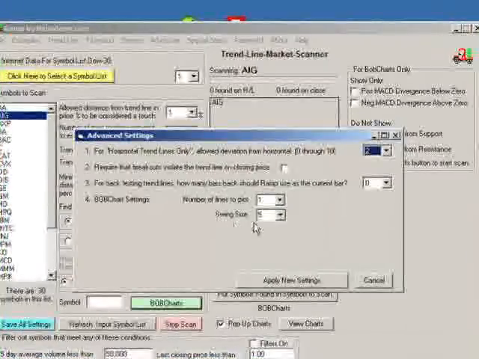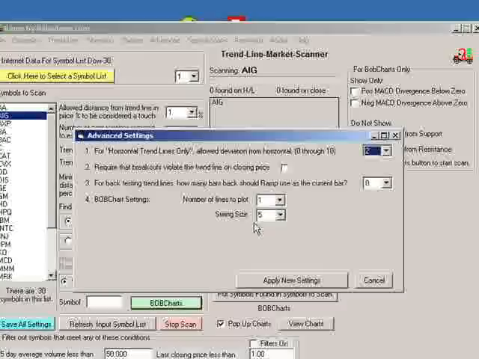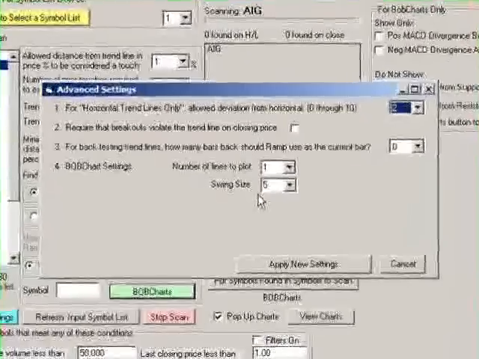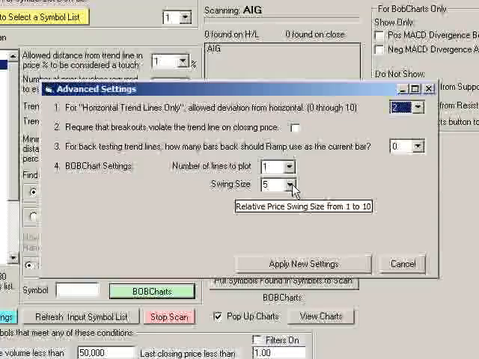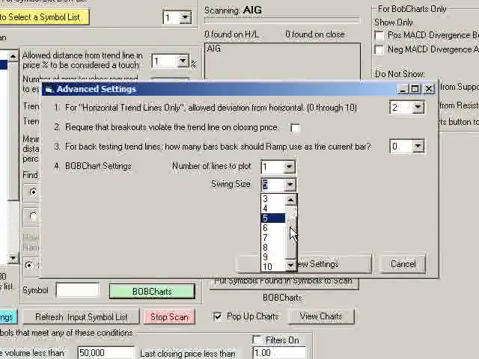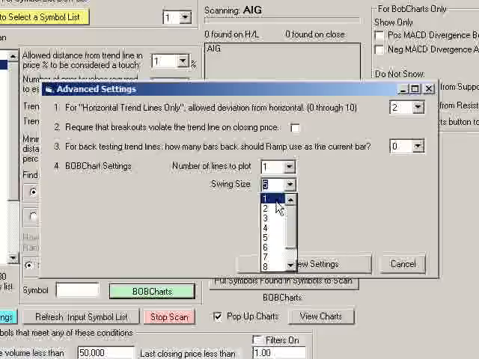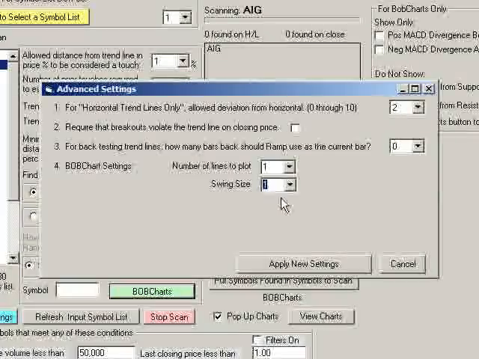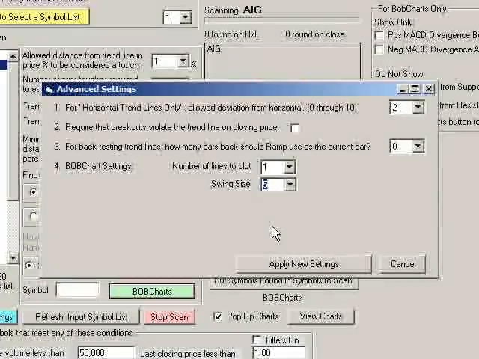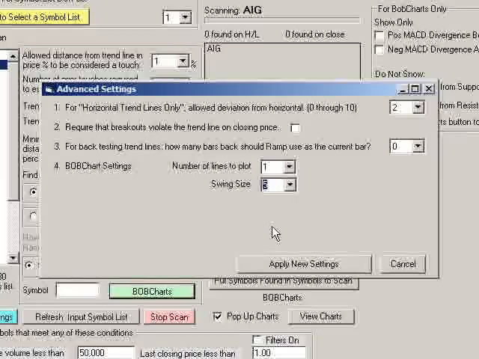There's also a swing size setting. Swing size depicts the height of the highs and lows, or the overall swing size of the trade. 5 is a good place for swing trading or position trading. A day trader might want to find really minor trend lines, and he could go all the way down to 1. For our purposes, I'll set it at the default of 5, but I encourage you to try various values.